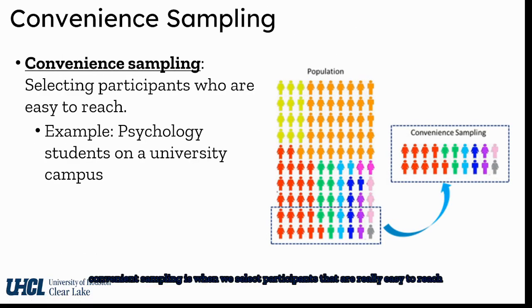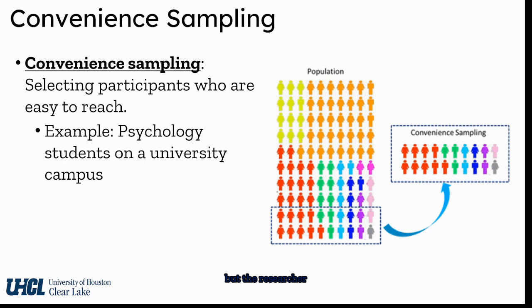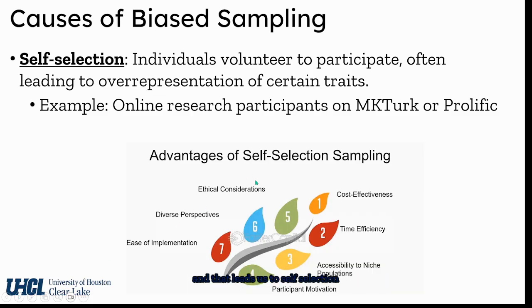Convenience sampling is when we select participants that are really easy to reach. So those of you who have participated in SONA before at the university, you were part of a convenience sample. You're university students attending classes either online or on campus, but the researchers have easy access to you. And when they make it a part of the program, like they do in 4370, the non-experimental course, when we attach that you can get points for class to it, it increases the probability that you're going to go and actually participate. And that leads us to self-selection.